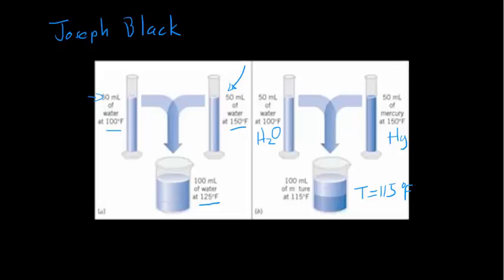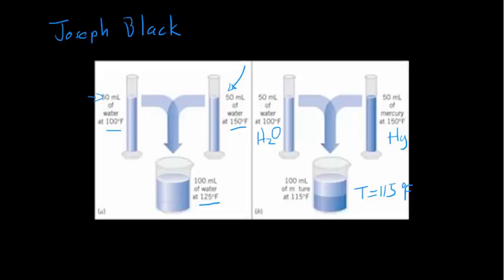Well, that's interesting. The temperature wasn't exactly halfway in between, right? If we think about it, the temperature of the water only went up a little bit, from 100 to 115, whereas the temperature of the mercury cooled down a lot, from 150 to 115. So Joseph Black was able to reason that the amount of heat that was lost by the mercury should have been equal to the amount of heat that was gained by the water. We call that the law of conservation of energy now. And if that's the case, then why did the temperature go down a lot for the mercury and up just a little bit for the water?